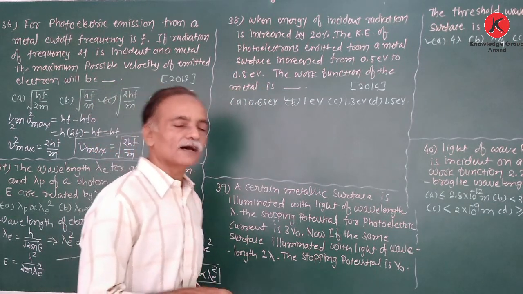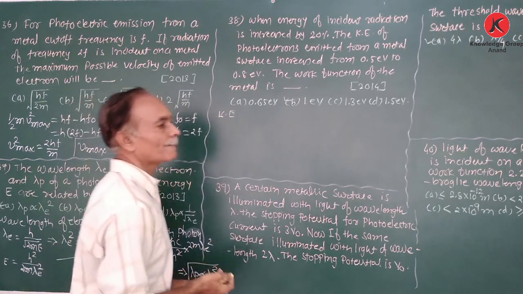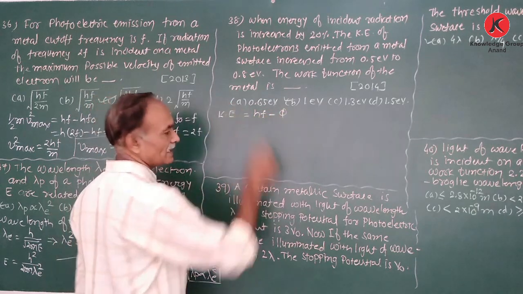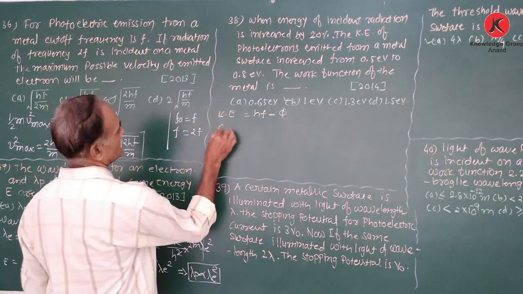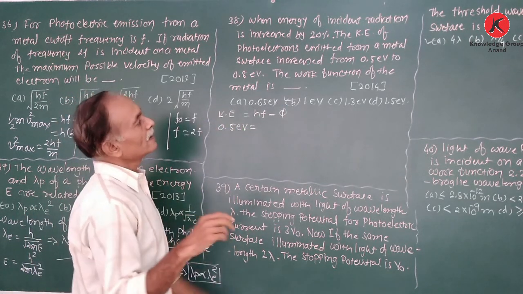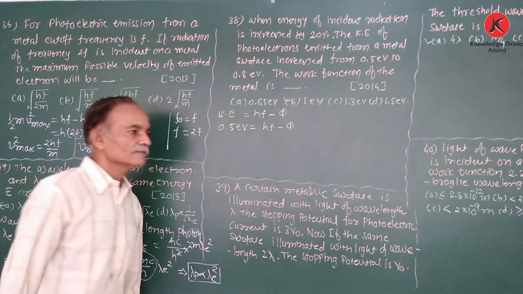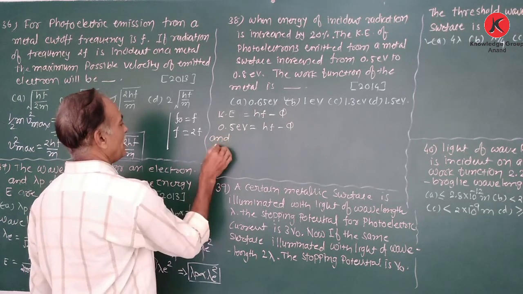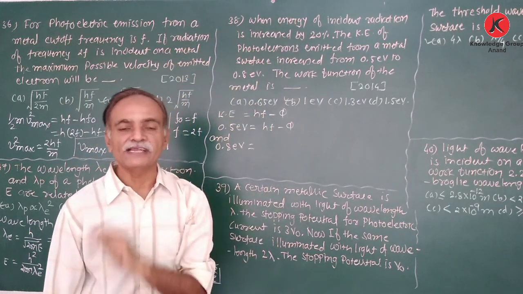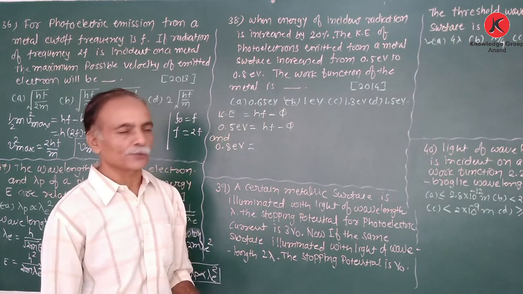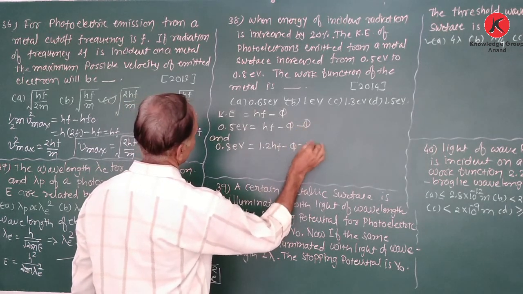For that purpose, we use Einstein's equation: half m v square maximum, the kinetic energy, is equal to hf minus phi. When the kinetic energy is 0.5 electron volt, hf is the energy of incident radiation, therefore 0.5 electron volt equals hf minus phi. When the final kinetic energy is 0.8 electron volt, the energy of the incident radiation is increased by 20%, that means 1.2. Therefore, 1.2 hf minus phi. That is our equation 1, and that is our equation 2.